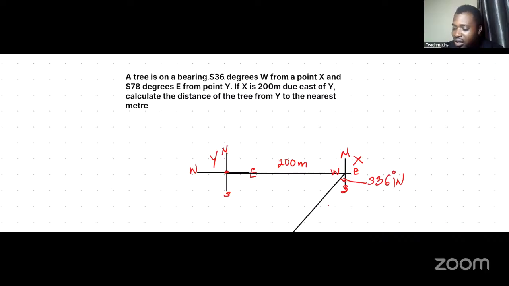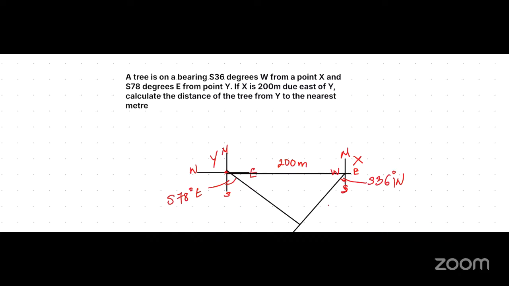And that means, in continuation, south 78 degrees east from point Y. So we need to go to point Y and identify 78 degrees east from point Y. So this is my point Y, 78 degrees east. That means southeast. And then I'm going to draw a line here. You would observe that the line would intercept at a point. So this is south 78 degrees east. The line intercepts at a point.